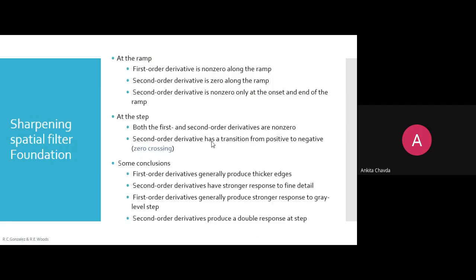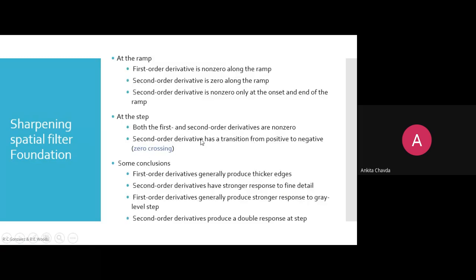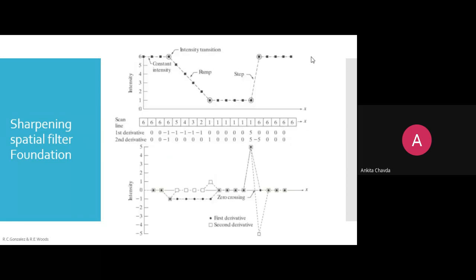At the step, what is happening? Both the first and second derivatives are non-zero at the step. You can check, right? This is your step. They are some non-zero values, from 1 to 6 at the step. Then second order derivative has a transition from positive to negative. That is known as zero crossing. We said +5 to -5, from positive to negative. That we have seen here. It was 5 first and then all of a sudden it is -5 in the very next term.